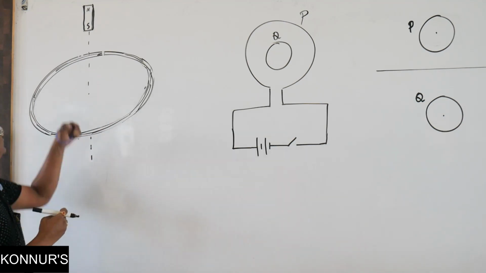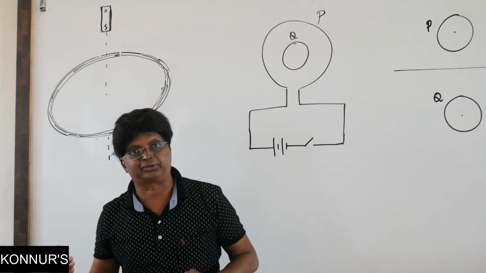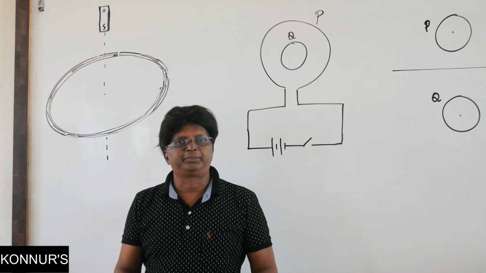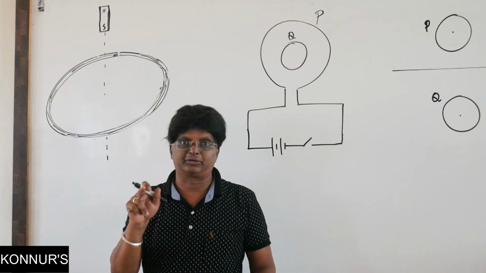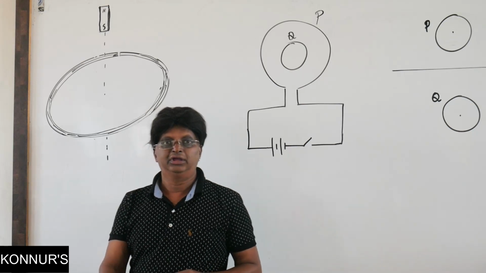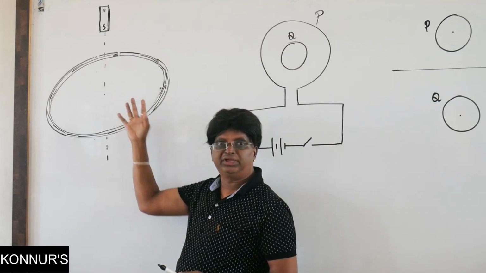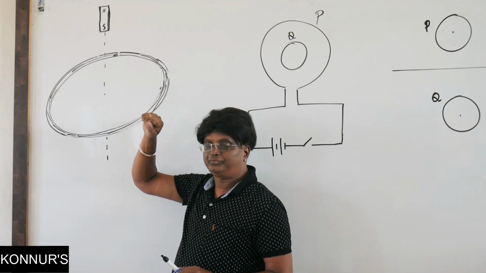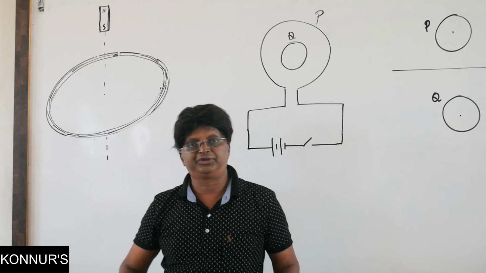As it falls, what happens? Since the distance decreases, the flux linked with this ring increases. Change of magnetic flux. What is the principle? In any case of change of magnetic flux, EMF is induced, and if it is a loop, a closed path, induced current also is there to oppose that change. Therefore, as it falls, and since this is a loop, there is induced EMF and also induced current that opposes the motion.